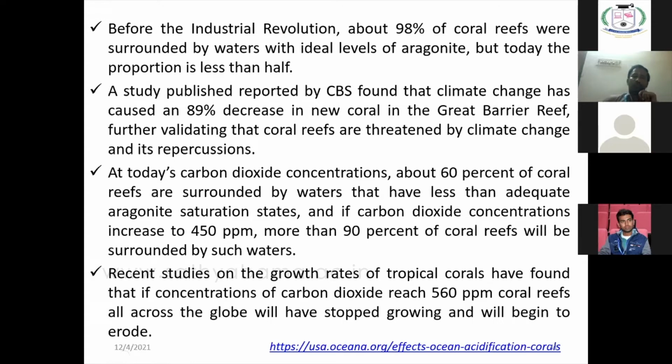Before the industrial era, about 98% of coral reefs were surrounded by water with ideal levels of aragonite, that is of calcium carbonate. But today the proportion is less than half. Just imagine how much the ocean is acidified right now. A study reported from CBS found that climate change has caused an 80% decrease in the new coral in the GBR, further validating that coral reefs are threatened by climate change and its repercussions.